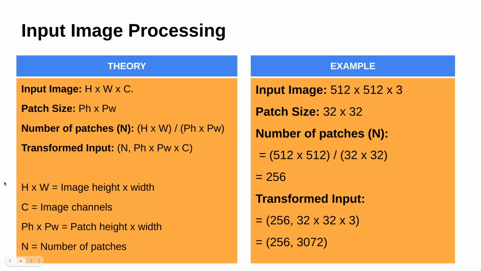So this is how you transform the image using these simple equations or formulas, and we're going to use them while writing the code for the vision transformer. So just remember, it would make it easy for you to understand.